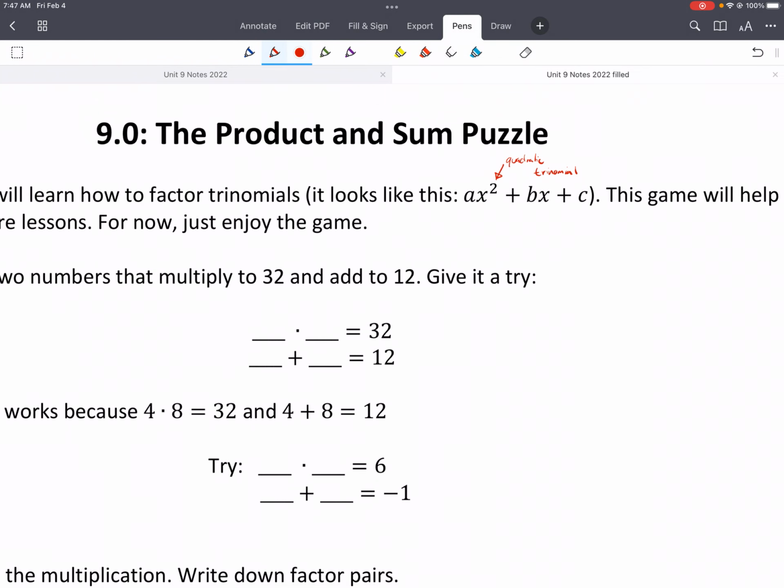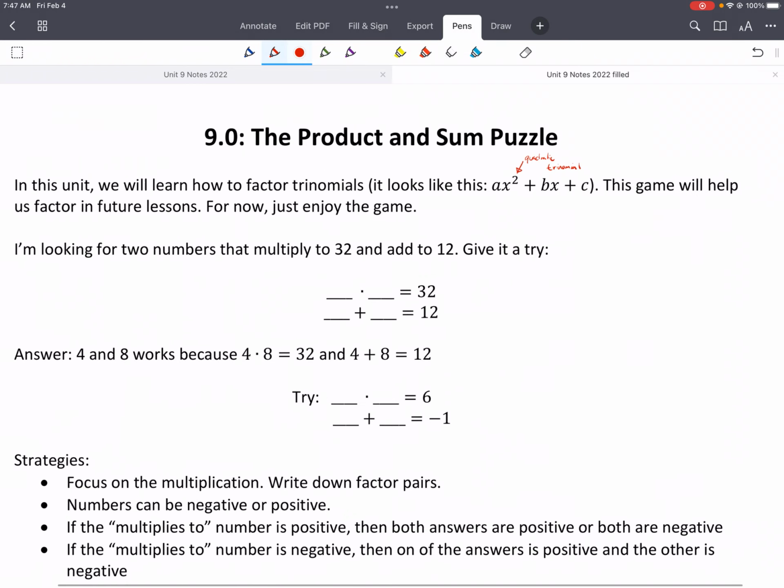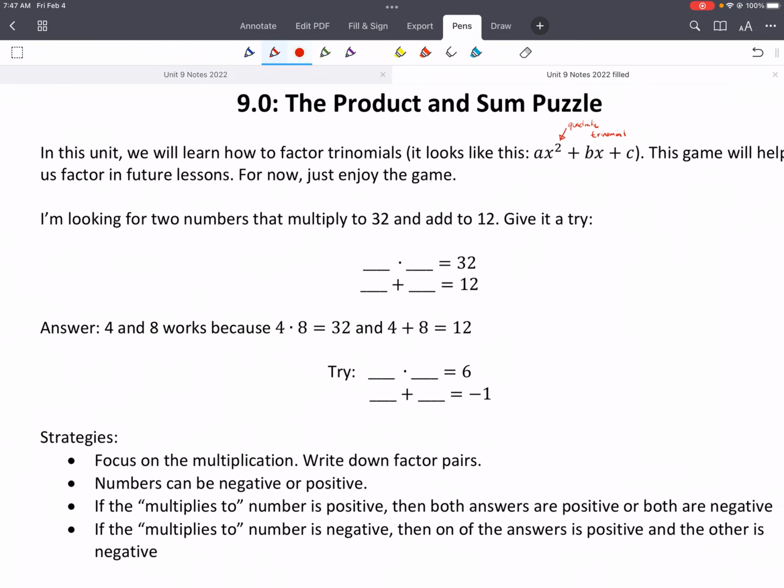It's going to be a little different than what we did for our last unit where we just factored out the greatest common factor. But we'll get into that, I think, in 9.2. But this game that we're covering today, this puzzle, will really help you when we get to that. So let's just look at this together.